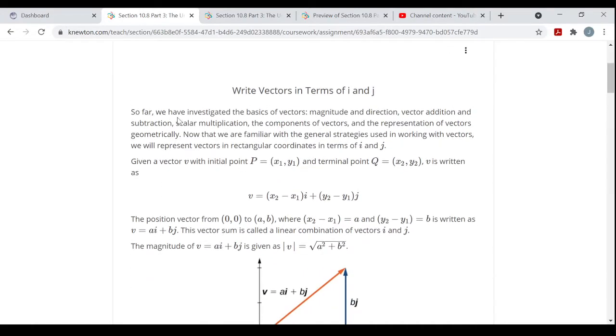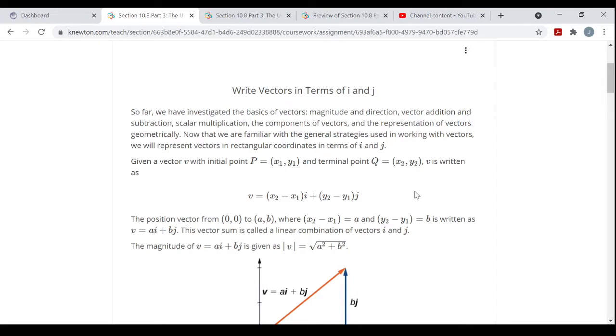So far we have investigated the basics of vectors: magnitude and direction, vector addition and subtraction, scalar multiplication, the components of vectors, and the representation of vectors geometrically, when you draw them out as pictures of arrows on the xy plane. Now that we are familiar with the general strategies used in working with vectors, we will represent vectors in rectangular coordinates in terms of i and j.